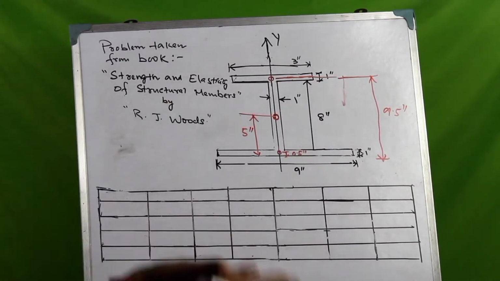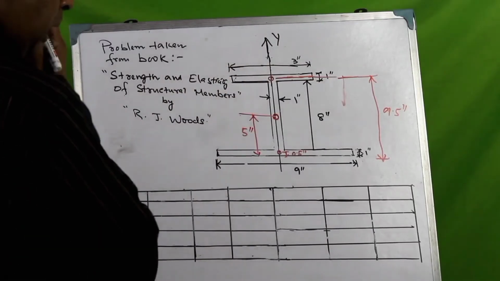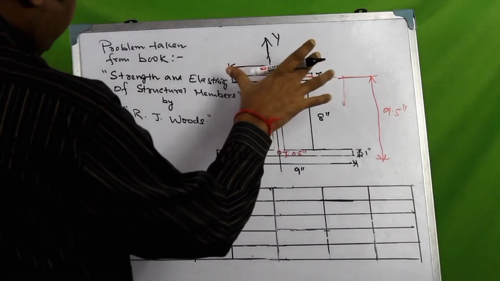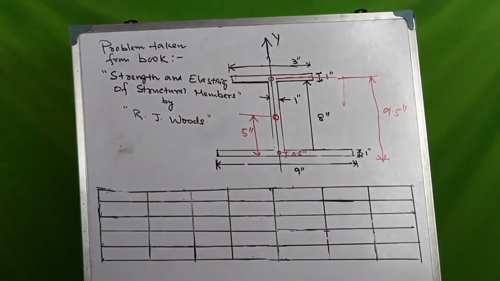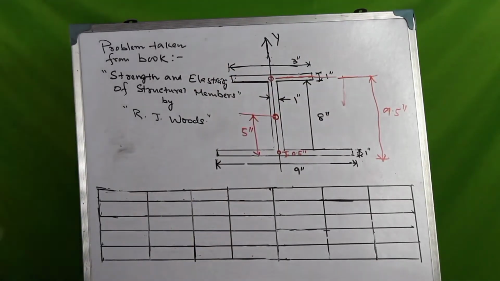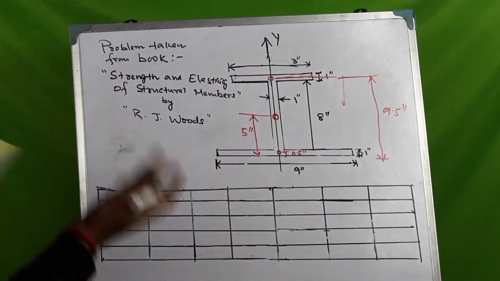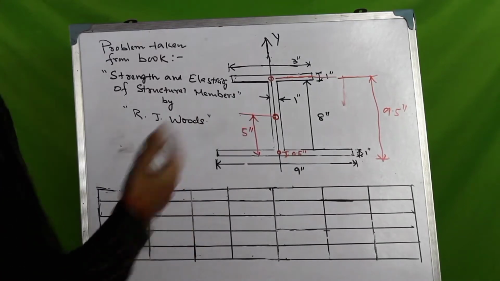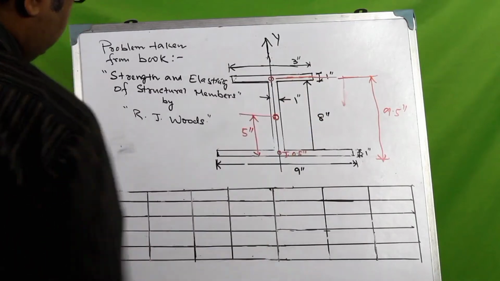Now let me try and explain a bit about the section first. This is an I section, as you can see. The top flange is 3 inches. So we are doing this in English units and we will solve another problem in the metric units after this. So yeah, now getting back to explaining the section. The top flange here is 3 inches wide and 1 inch thick.